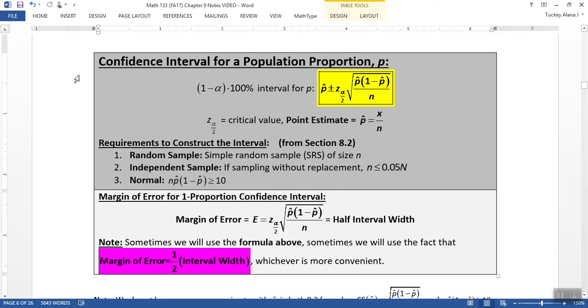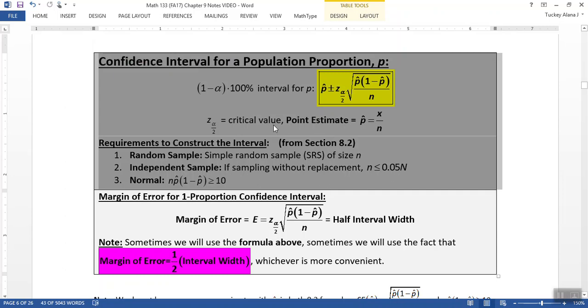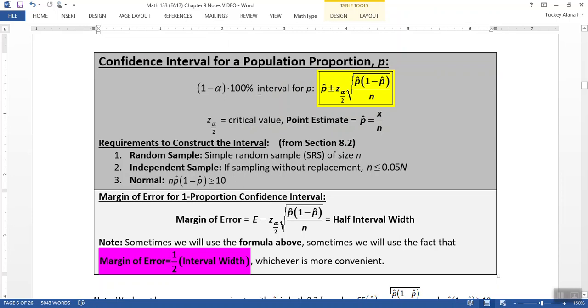So none of this gray box here needs to be memorized. You have to understand what it's talking about. So it's saying if you want to build a 1 minus alpha times 100% confidence interval, in other words, your confidence interval for p, the proportion, that's this formula in this box: p hat plus or minus z alpha over 2 times the giant square root of p hat times 1 minus p hat over n.